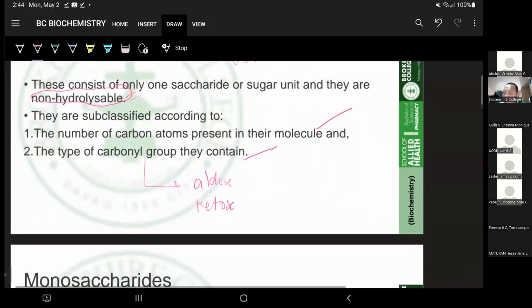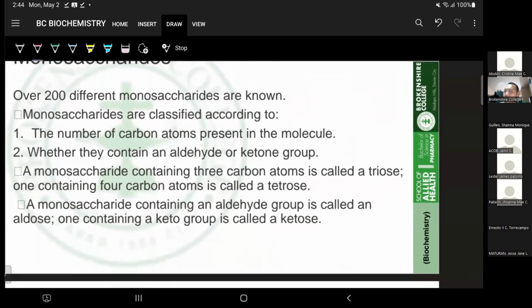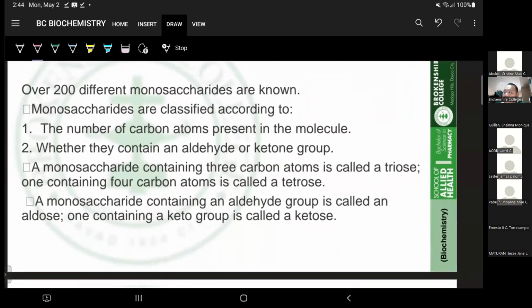Over 200 different monosaccharides are known. Monosaccharides are classified according to the number of carbons present in a molecule, or whether they contain an aldehyde or ketone group, based on the carbonyl group. Those are my examples earlier under number of carbon atoms present in the molecule, like 6-carbon hexoses, pentoses for 5 carbons, and so on. A monosaccharide containing 3 carbon atoms is called a triose.